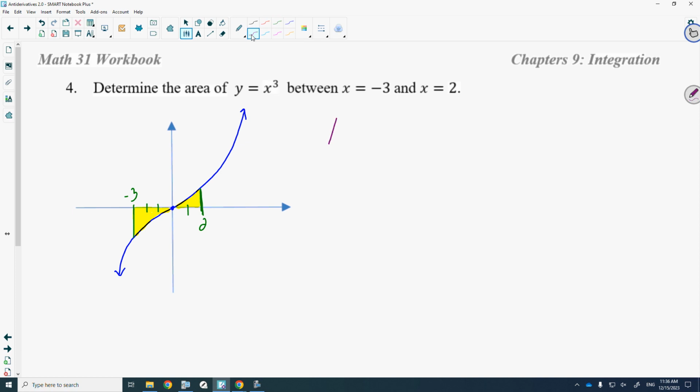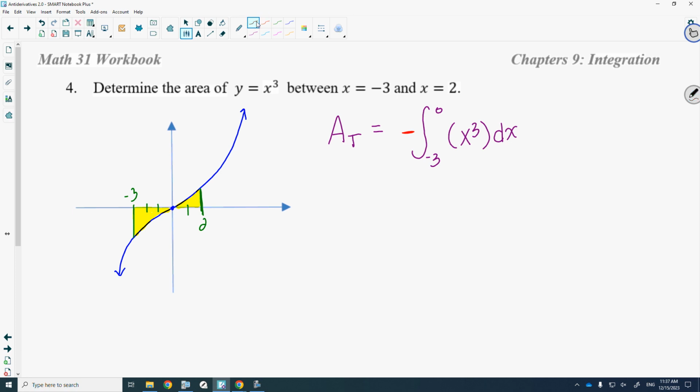So how we're going to do this is as follows. The area total is equal to, I'm going to integrate this piece of the graph here. How would I set that up? I'm going to integrate from -3 to what number? To 0. Let's write what we're integrating: x cubed with respect to x. Now I know that this will give me a negative area, so I'm going to put a negative in front to give me the total positive area.